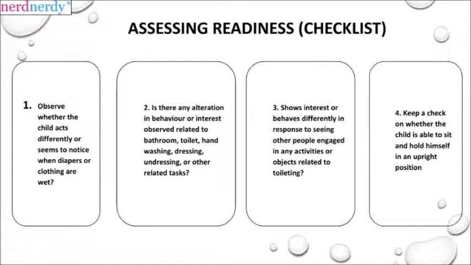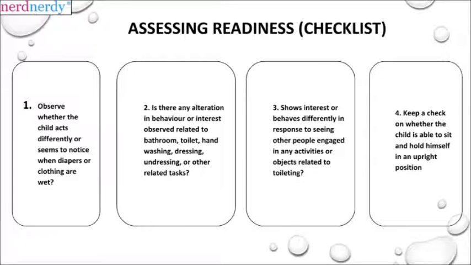First, observe whether the child acts differently or seems to notice when diapers or clothing are wet. You could note whether these are explained or expressed through a verbal mode or through facial expressions by the child. Second, is there any alteration in behavior or interest observed related to bathroom, toilet, hand washing, dressing, undressing, or other related tasks? Third, whether the child shows interest or behaves differently in response to seeing other people engaged in any activities or objects related to toileting.